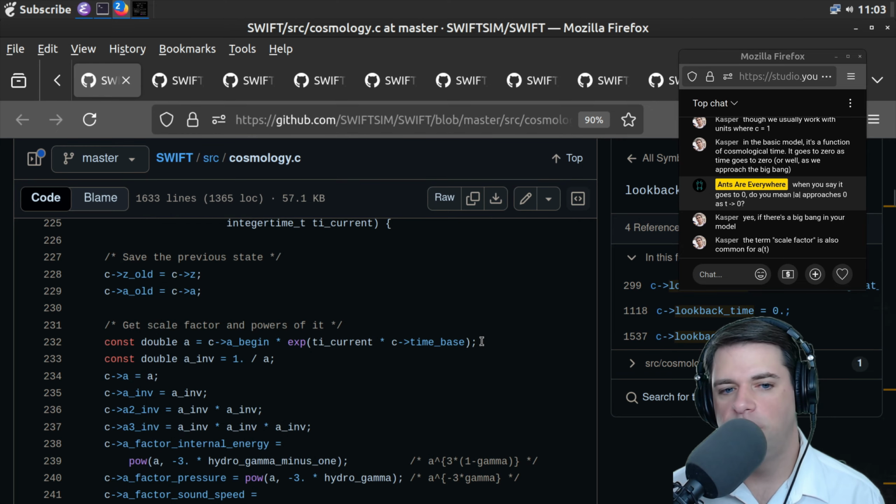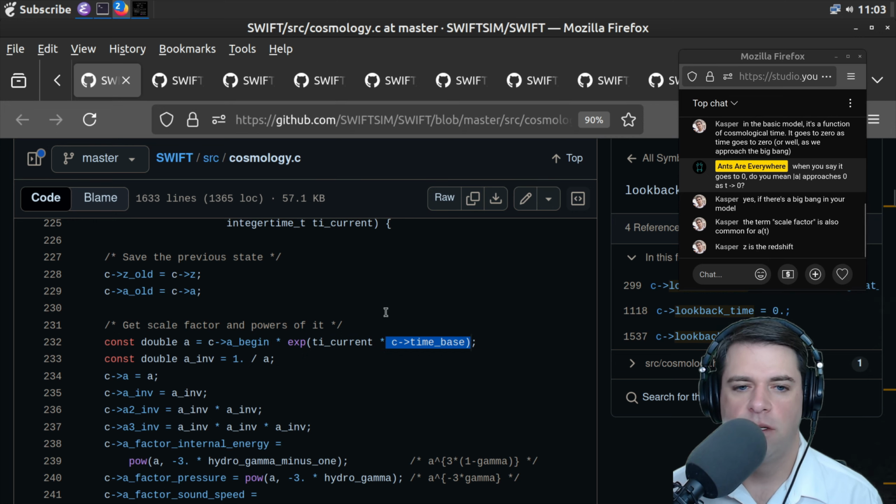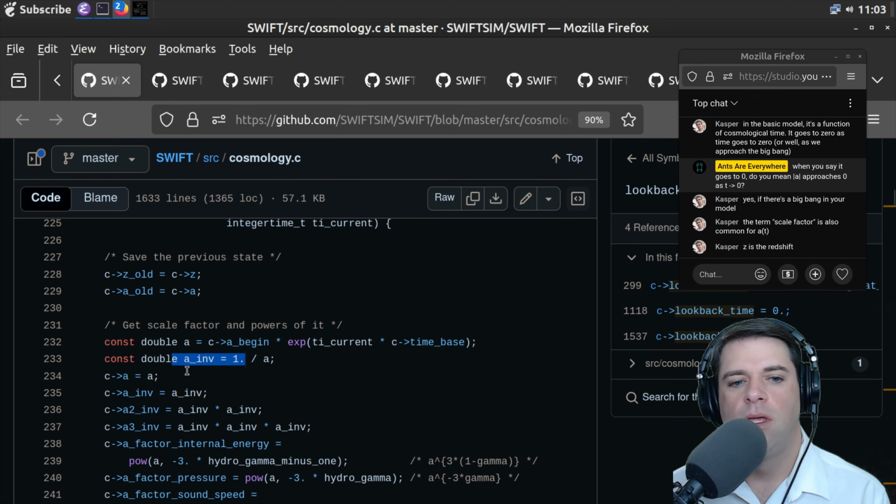I don't remember what Z is, but it's like the previous state. So we're going to save that. A, I think, is the scaling parameter. And then we're going to get the scale factor and powers of it. We're going to exponentiate the current time times the C time base. That's going to give us A. And then A inverse is going to be the multiplicative inverse. We're going to divide by A. Z is redshift. Oh, cool. And then we'll set the new A to this thing that we got by exponentiating.